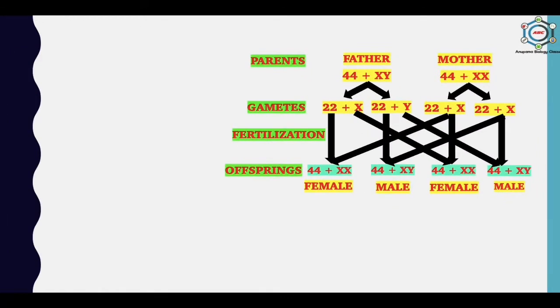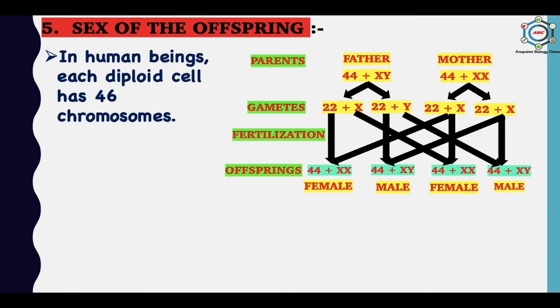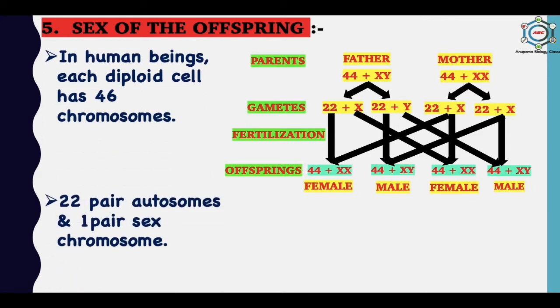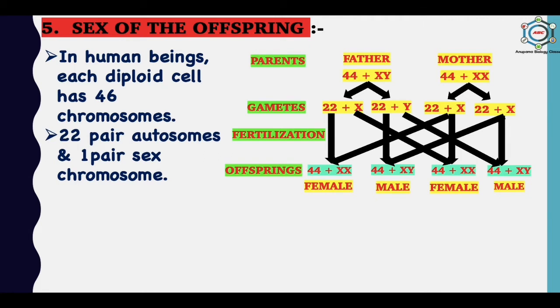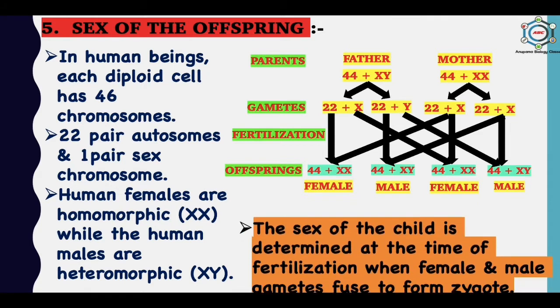Now, the sex of the offspring. So, in human beings, each diploid cell has 46 chromosomes, 22 pairs of autosomes and 1 pair of sex chromosomes. Human females are homomorphic, while human males are heteromorphic, because in the human female double X chromosomes are present, while in the case of male X and Y chromosomes are present, which are the sex chromosomes.